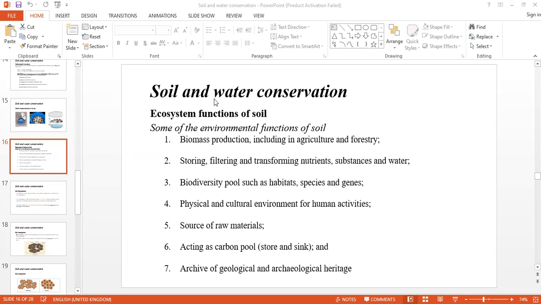But for us, we focus mainly on the first one, the second one, the third one, and the sixth one. The one for raw material is more on the engineering part, as well as the human activity and the geological and archaeological heritage. So these ones are more on the engineering part, and not more on the environmental part.